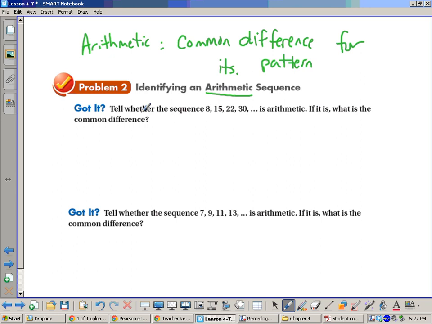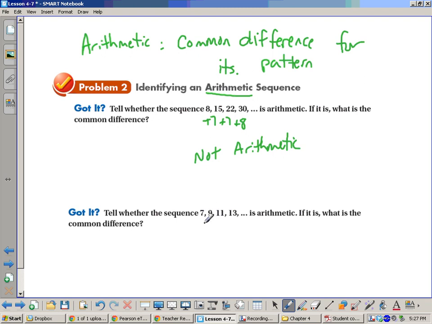So we want to determine if this sequence here fits into that pattern. To get 15, we would have to add 7 to 8. And then we're going to see if that continues. So if we add 7 to 15, we get 22. So it works there. But then we get to the last one, and when we add 7 to 22, we do not get 30. We would actually have to add 8 to get to 30. So this is not arithmetic because you're not adding the same thing each time.